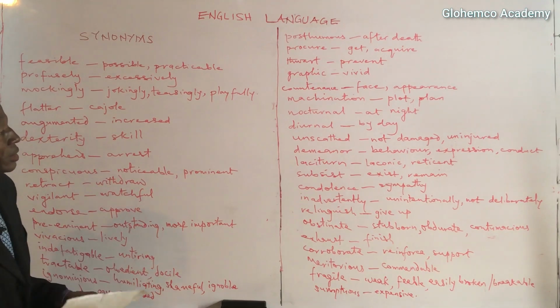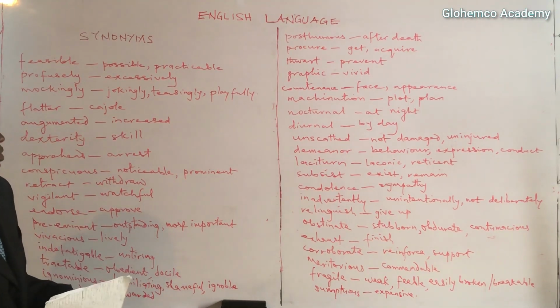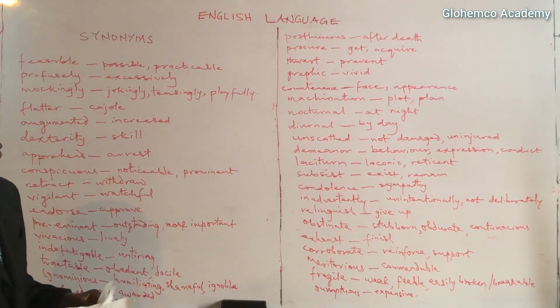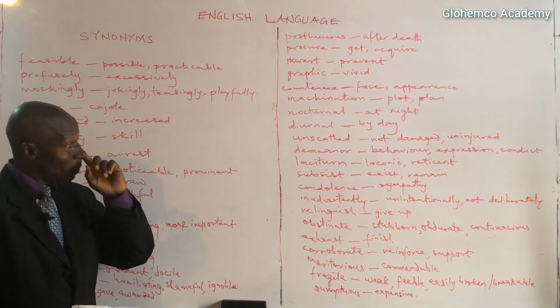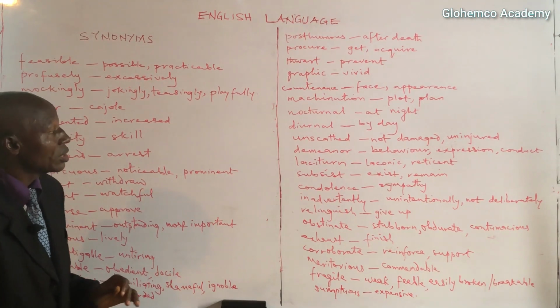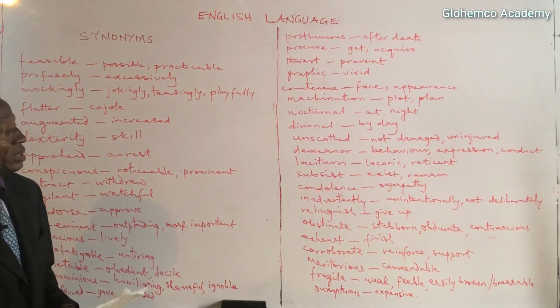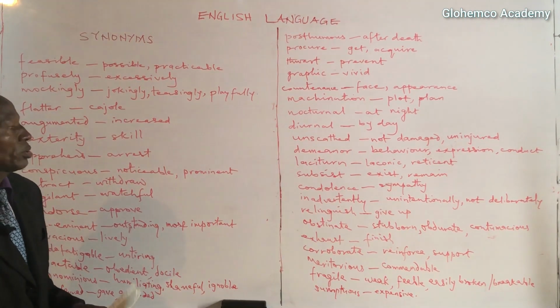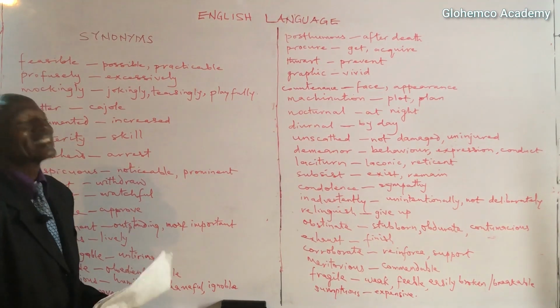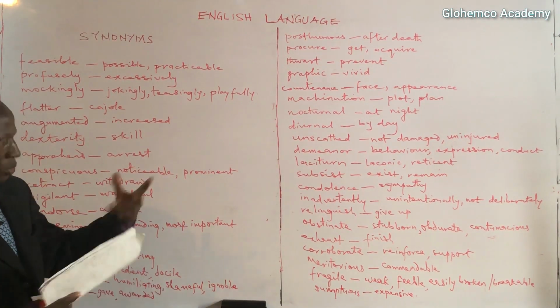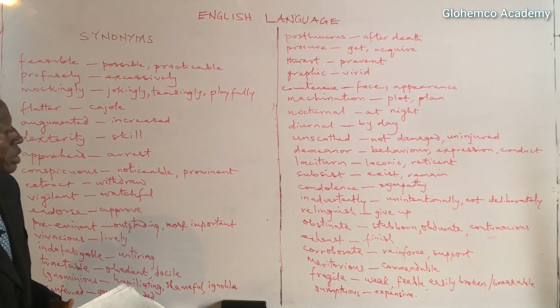So, then the next thing, unscathed. Unscathed. Not damaged. Uninjured. When you say a person escaped unscathed, meaning that he was not injured, he was not badly attacked, or the thing was not damaged.